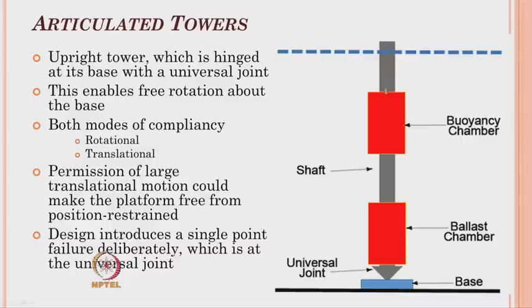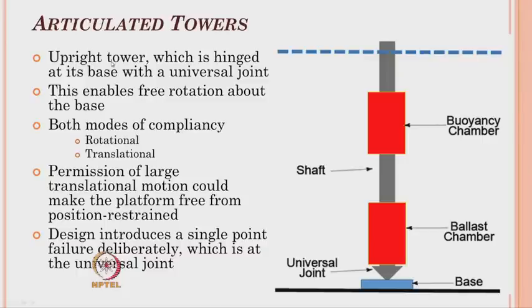This shows a single unique tower which is connected to the buoyancy chamber and the ballast chamber. Ballast chamber at the bottom and buoyancy chamber closer to the mean sea level, which is interconnected to the central tower. The central tower, what we call a shaft here, and the entire shaft is connected to the base using a universal joint, which we refer to as an articulated joint.